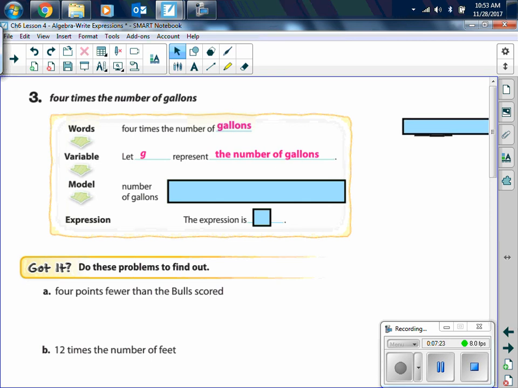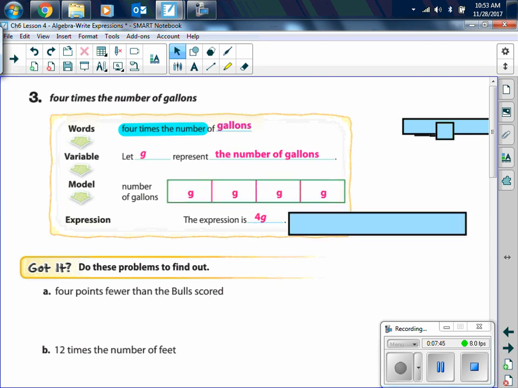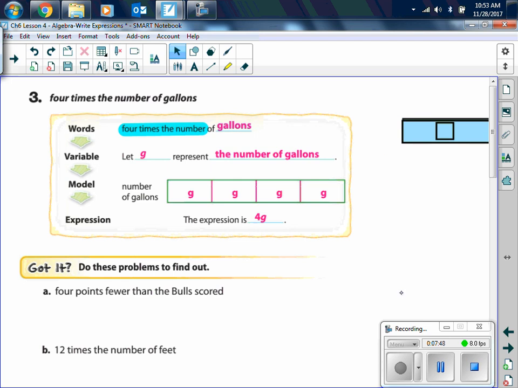Okay? What are we going to do to that gallons? Right, because we want 4 times that, right? So, we're going to multiply. And we're going to multiply times 4. So, the expression is 4 times G. And this is what it looks like as in the model. It would be 4 of the gallons, gallon, gallon, gallon, gallon. And repeated addition, of course, is multiplication. So that's the 4G.